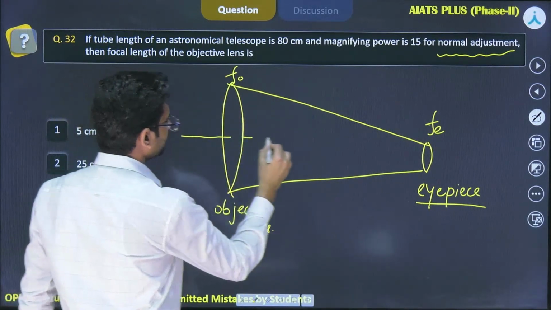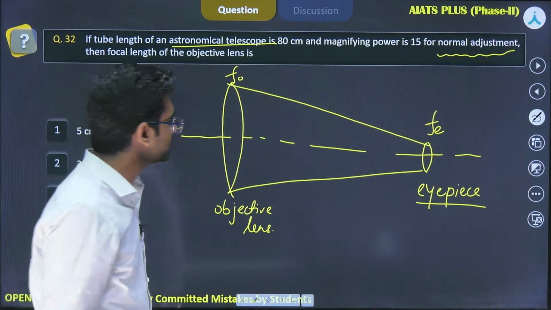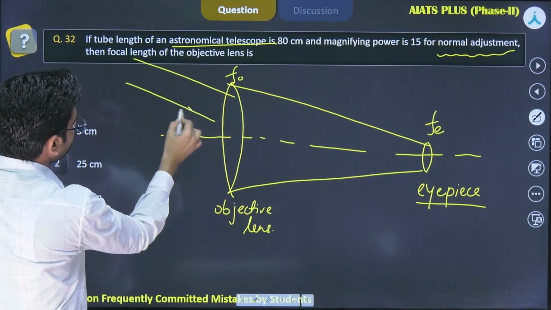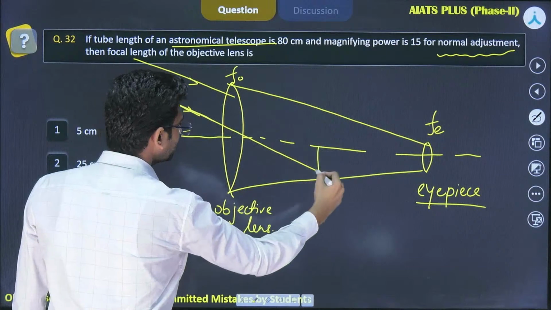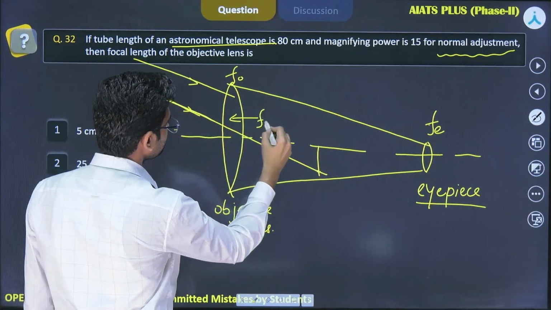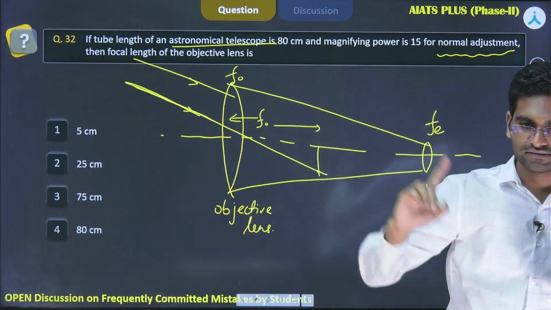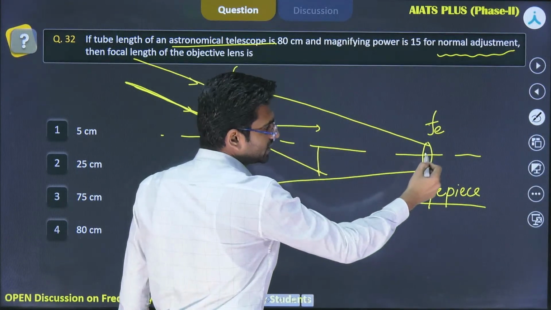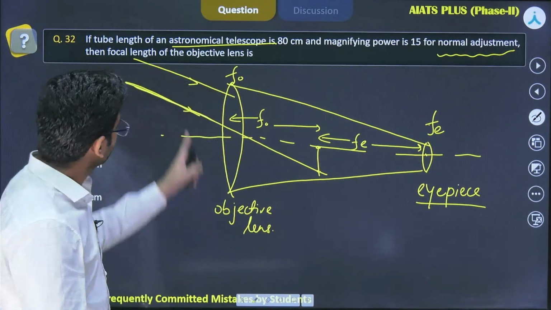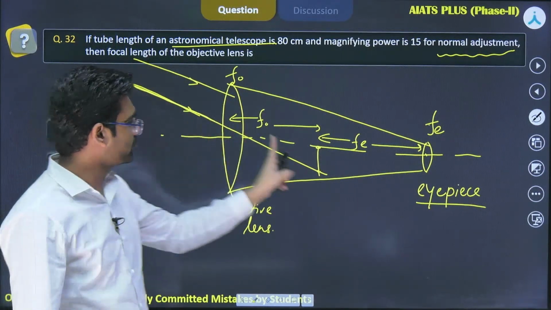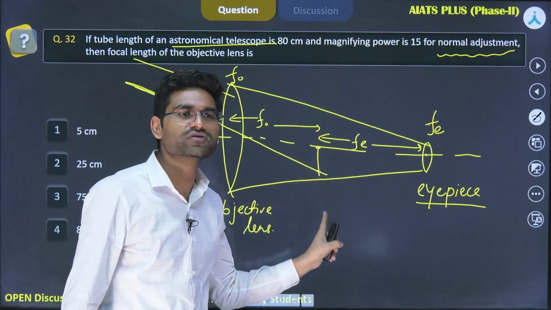Now, in case of normal adjustment, for an astronomical telescope the object is almost at infinity, right? So parallel rays are coming like this. If rays are coming like this, the image would be formed at its focal length, obviously. So this is f0. Now, for normal adjustment, the final image should form at infinity. The image from the objective is formed at its focal length because the rays are coming from infinity, so it will be focused at the focal length of this objective lens.